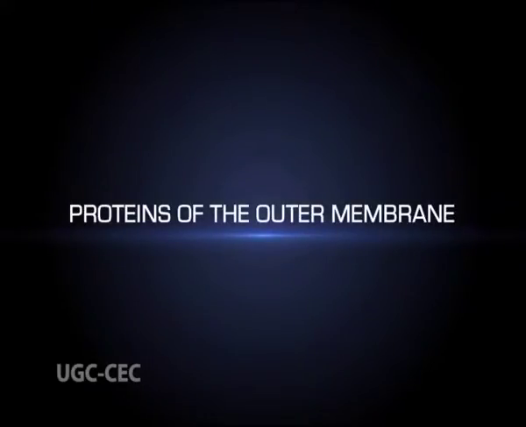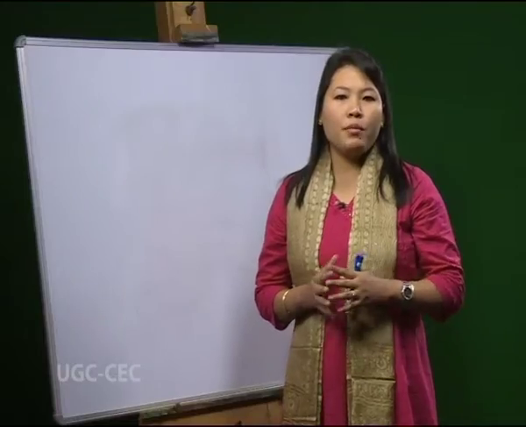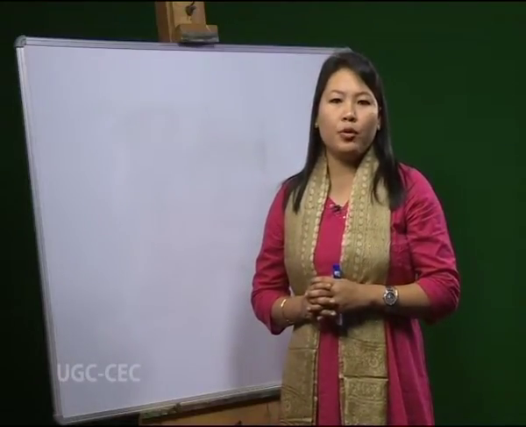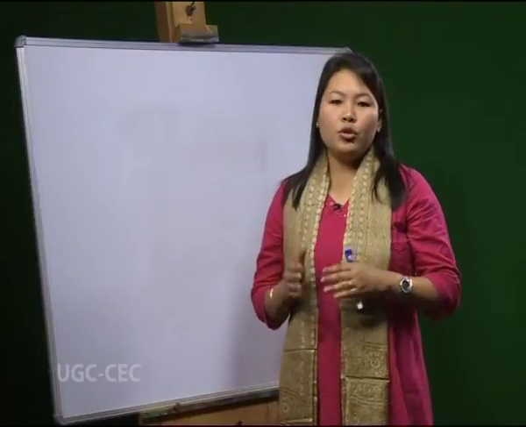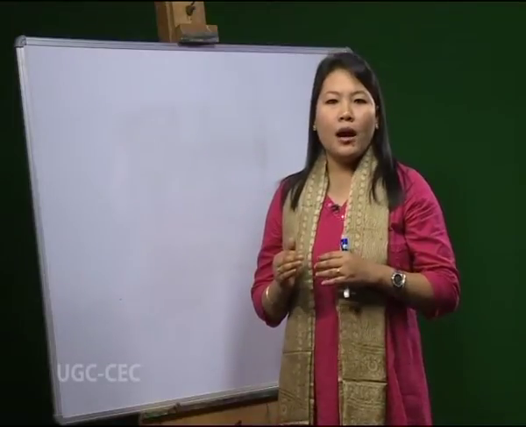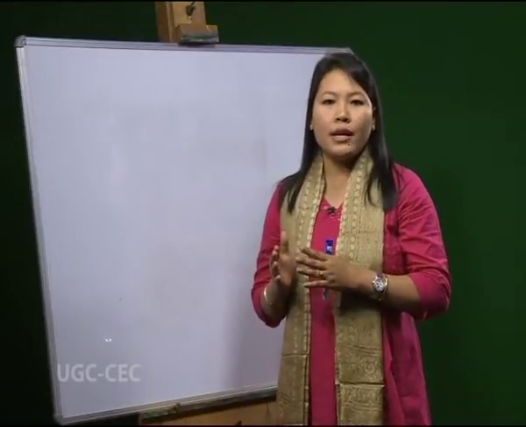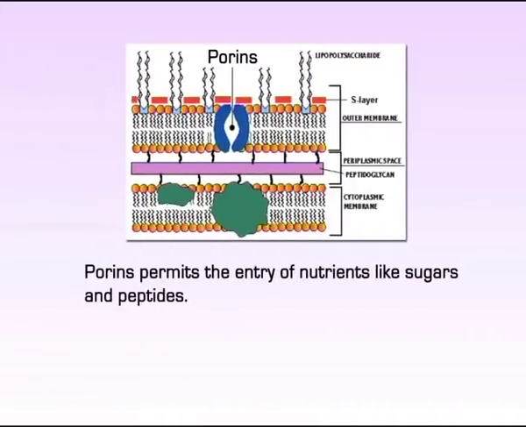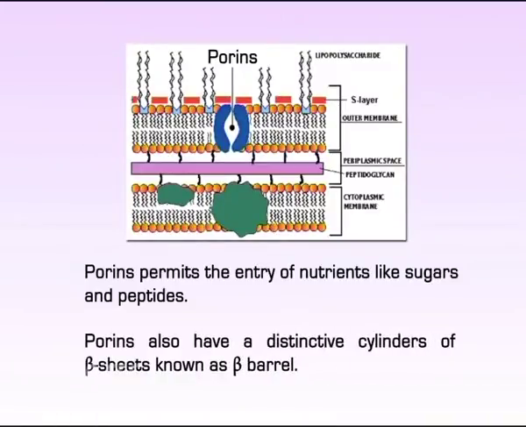This immune system may be your antibodies, or your B cells, or your T cells. Next we'll come to the proteins of the outer membrane. Outer membranes also contain unique proteins that are usually absent in the inner membrane. They contain a class of transporters known as porins. These porins permit the entry of nutrients like sugars and peptides. They also have a distinctive cylinder of beta sheets, which we also term a beta barrel.